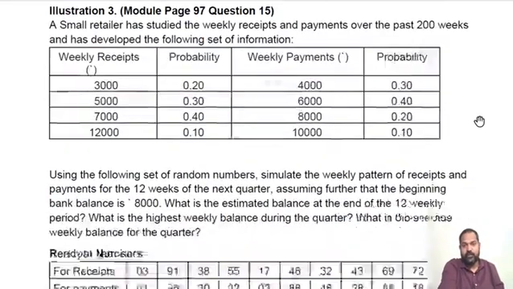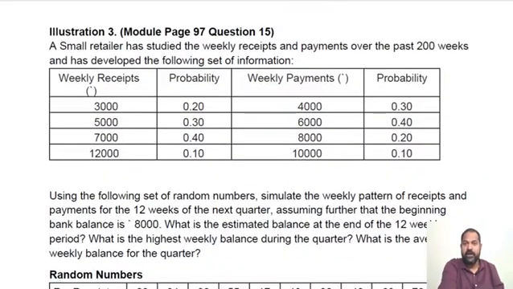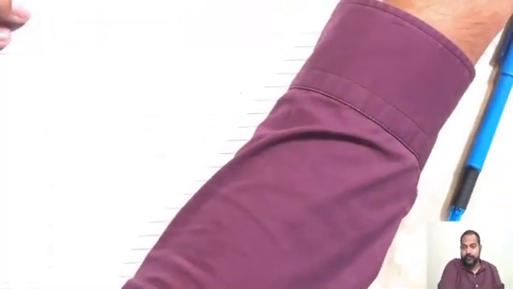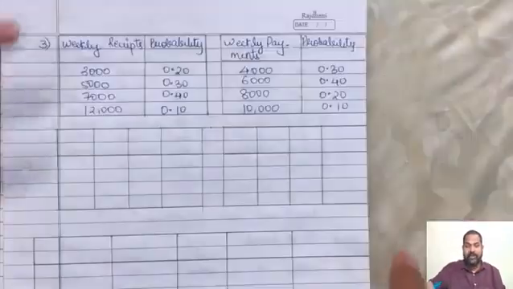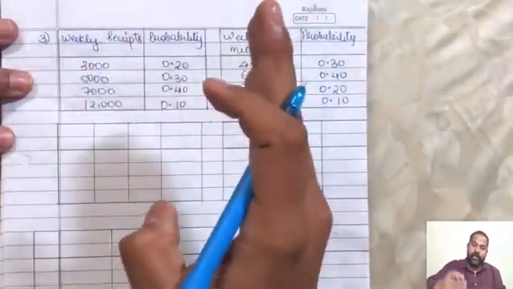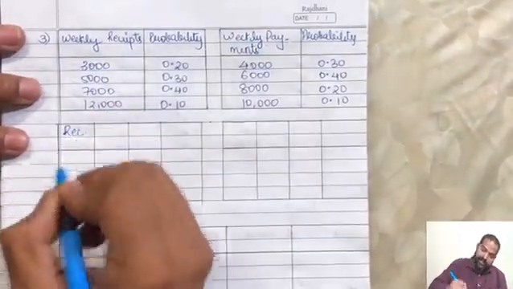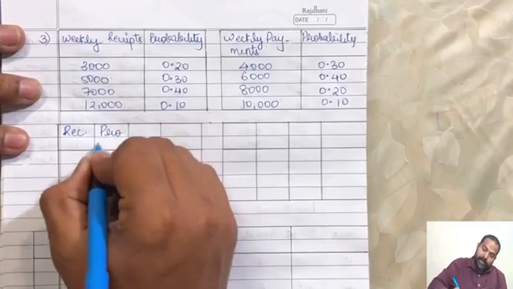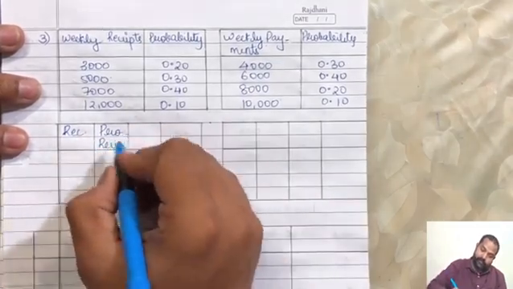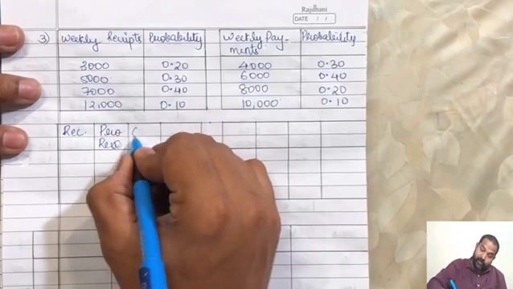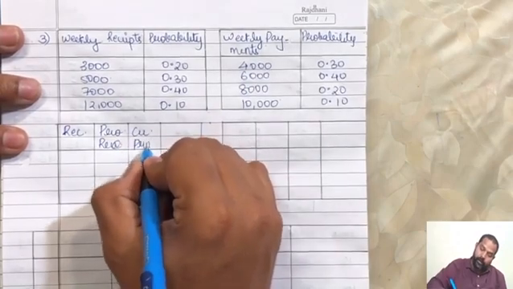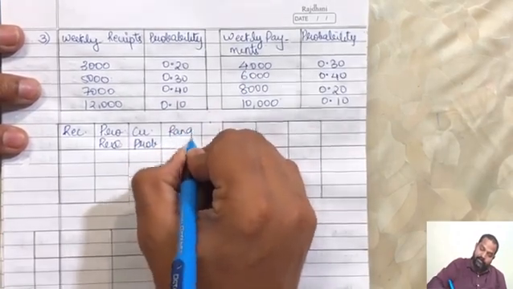Fine then. So the first and the most basic thing that we have to do, that is get this in writing. Again, tables to be drawn. Let me quickly get the tables ready. I have my tables ready. Weekly receipts probability, weekly payments probability. So number one, what do I receive? The probability of what I receive. Then the cumulative probability and range.